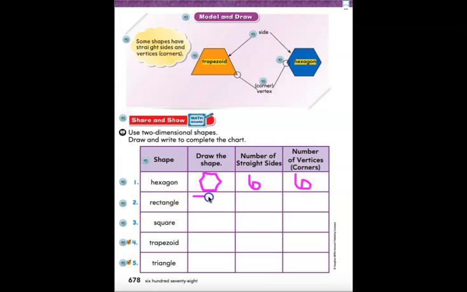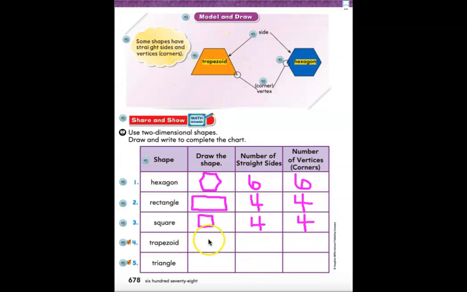Rectangle, we're going to draw it. Remember, it's not exactly straight because they're supposed to be straight, but on the computers and tablets it's a little harder. All right, how many sides? 1, 2, 3, 4 straight sides and 4 vertices or corners. Square. Remember, square is a type of rectangle with the same sides. It is 4 sides and 4 vertices or corners.